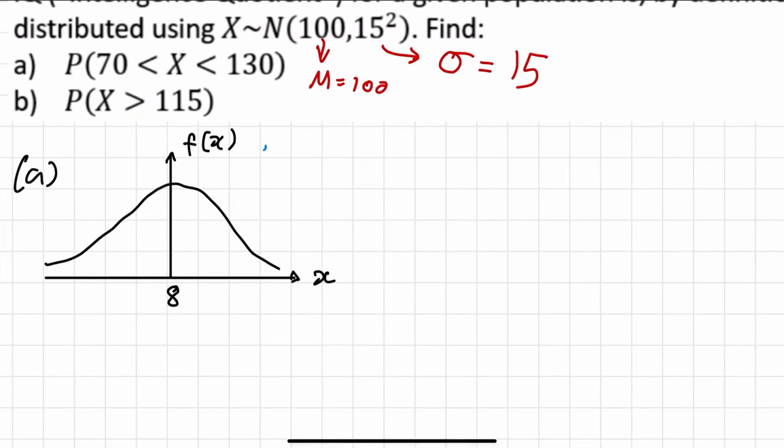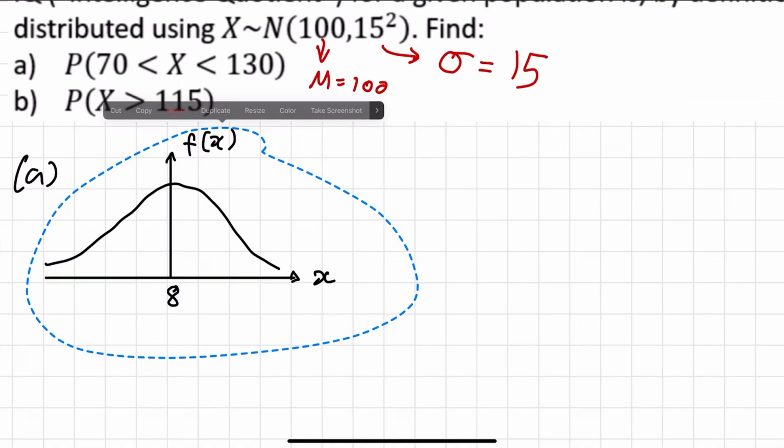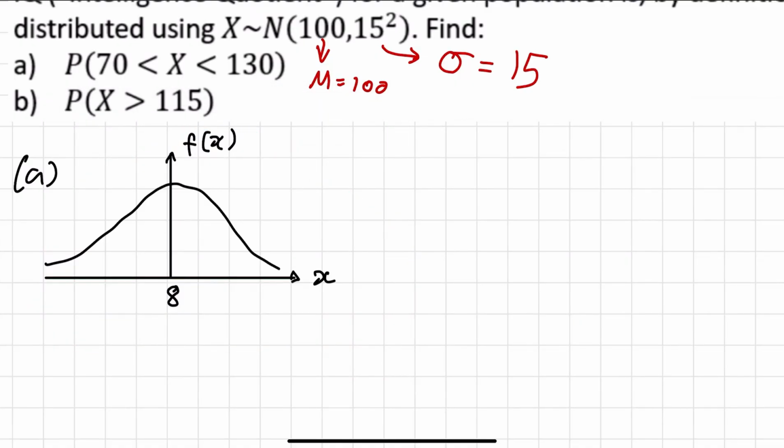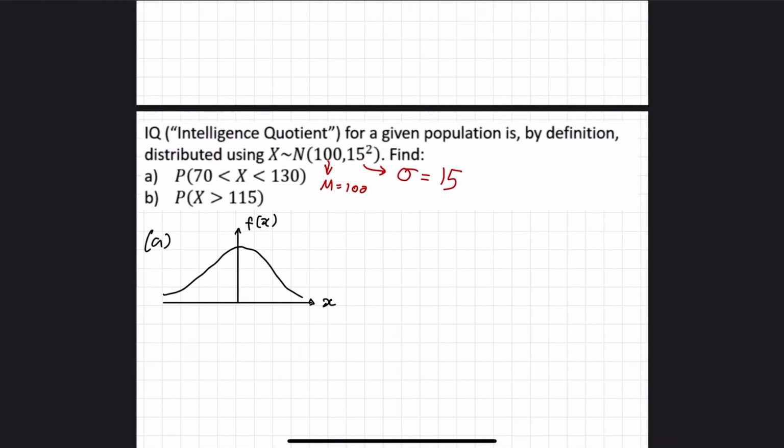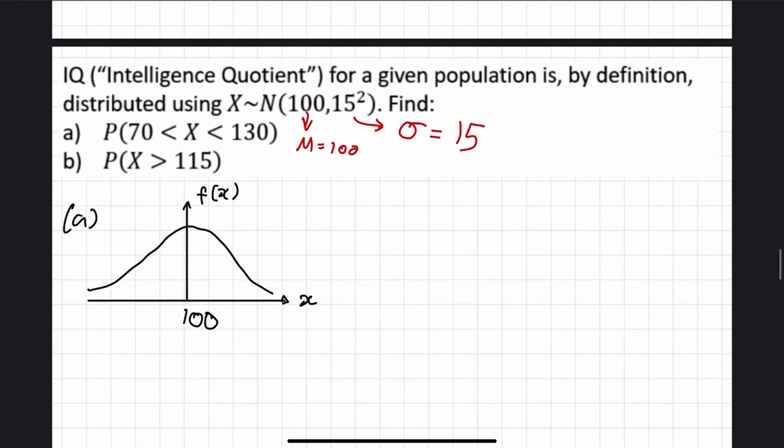And I might just copy it so it's clear for my next diagram. Okay, so we know our mean is not 8, it is 100. So we're trying to find the probability that it's between 70 and 130. So if I have my 100 and I take away one standard deviation, that gives me 85, which is not 70. So I'm going to take away another standard deviation, and that gives me 70.